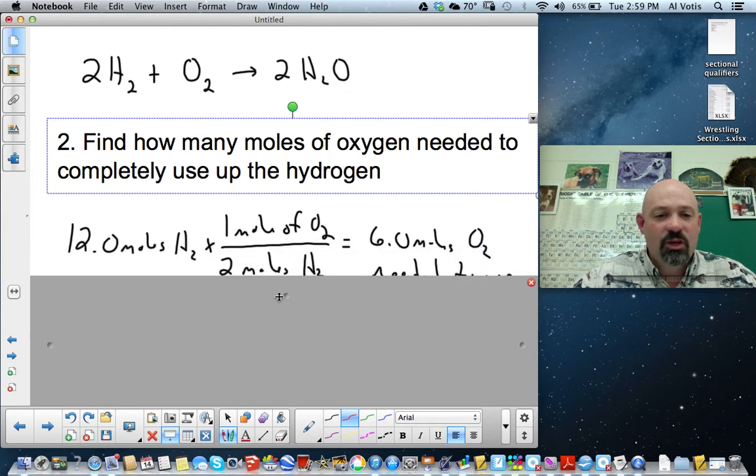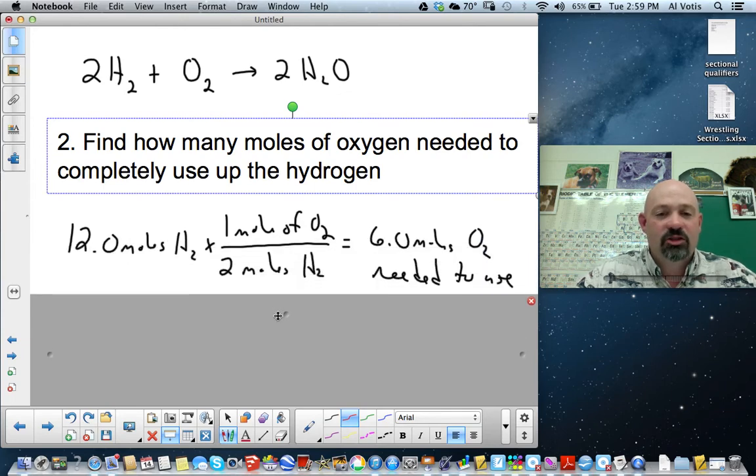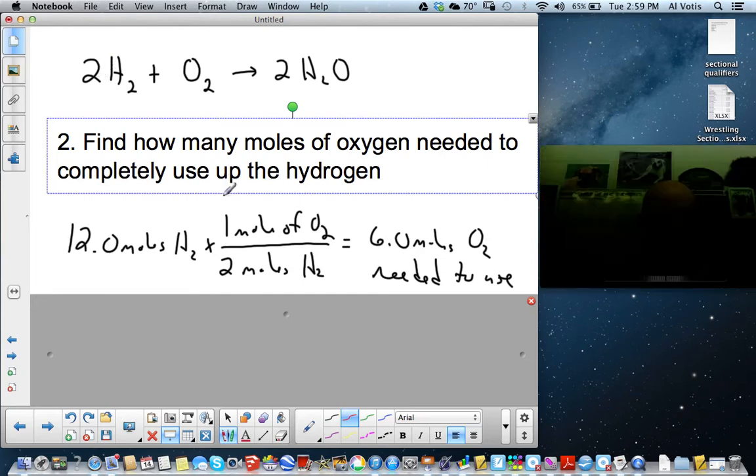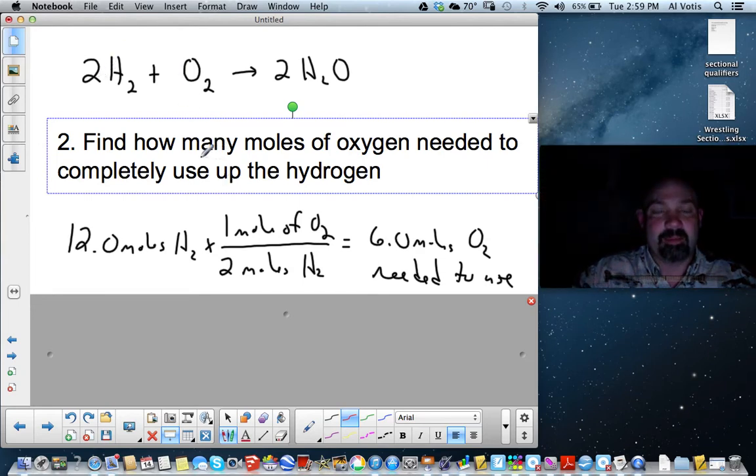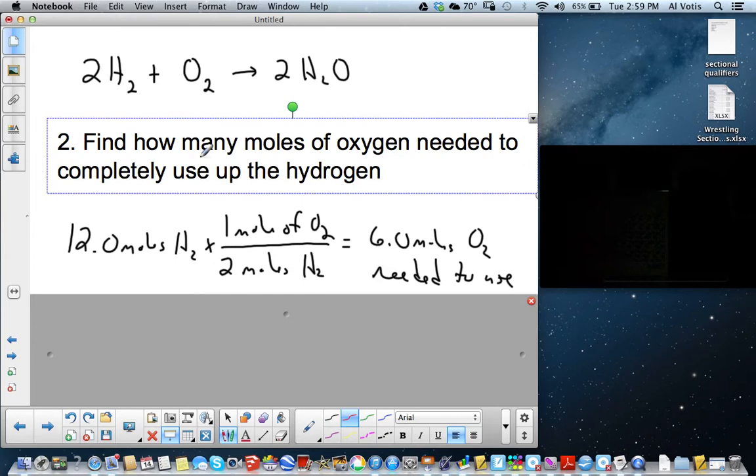And what we do again is we just take those number of moles of hydrogen that we have, we multiply it by the mole ratio of our second reactant to our first reactant, given to given in this case, because we want to find out how much oxygen do we really need. So that's 12 moles times 1 mole of oxygen to 2 moles of hydrogen. Those numbers, again, are coming from the balanced equation.